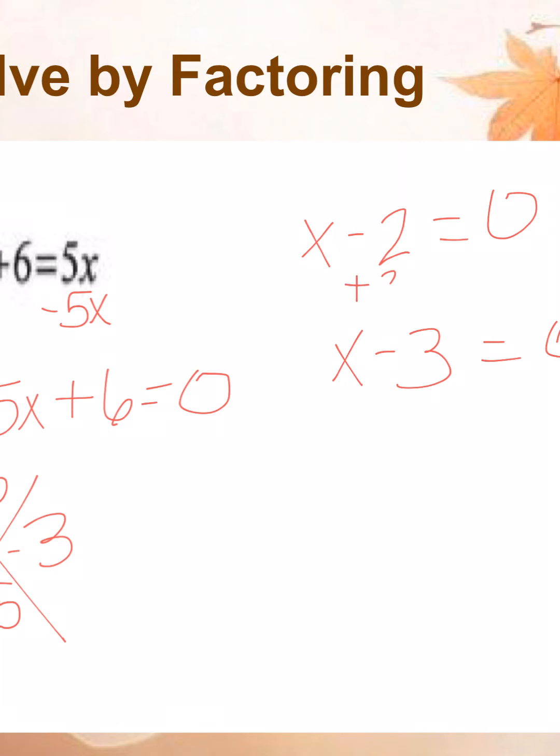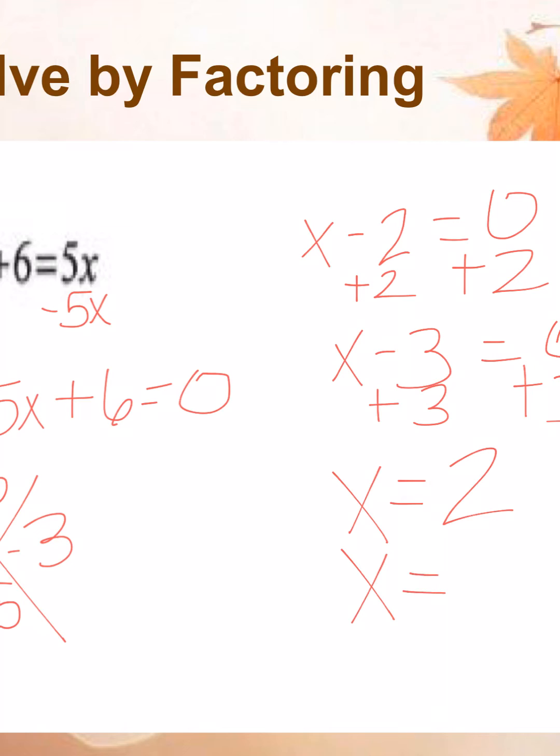So I'm going to add 2 to both sides. That's going to leave me with x is equal to 2. Add 3 to both sides here on this one, and that's going to have an answer of x is equal to 3. So there's my two solutions if I solve this one by factoring.